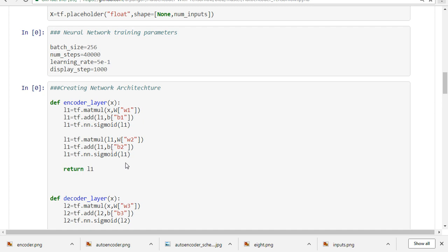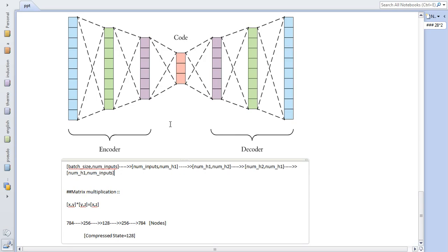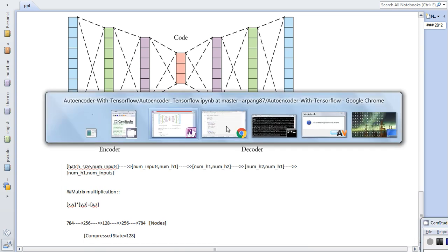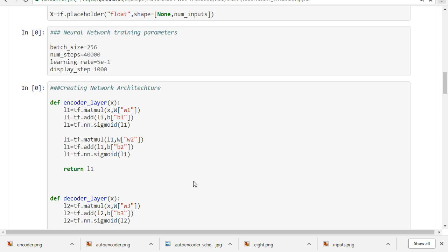So basically, which I have already explained to you, we have two kinds of things in an autoencoder. One is the encoder and the other is the decoder. The encoder is trying to convert the 784 into a compressed state, and then the compressed state will be converted again by the decoder. So this is the scheme of encoder-decoder, and this is very simple.